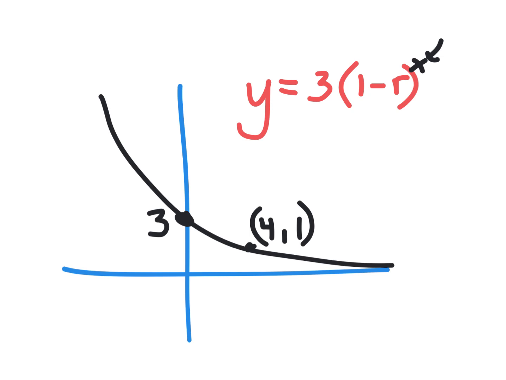But wait, what am I supposed to do with the 4, 1? I mean, 4 would be the x, and 1 would be the y. Dig it, we could solve that and figure out what the rate was. So again, x is 4, y is 1, and I could solve that. It'd be a pain in the butt.